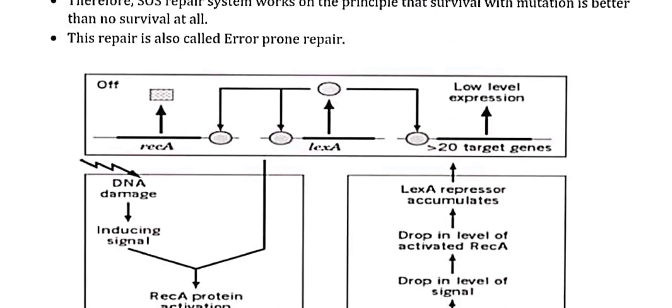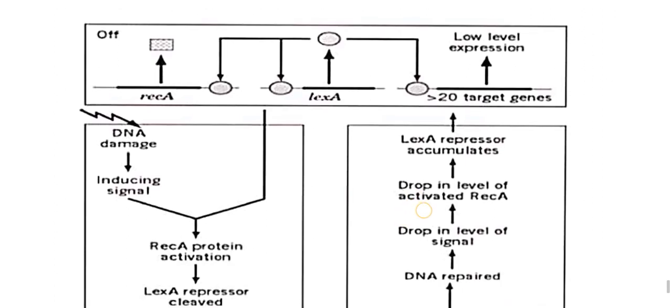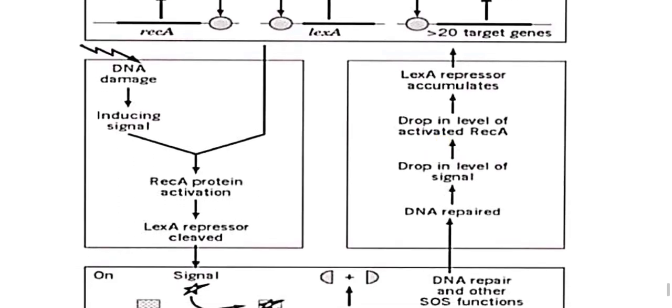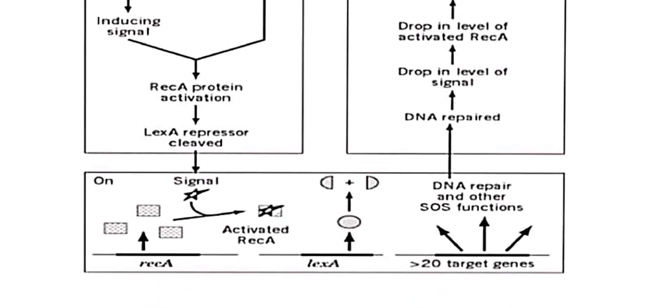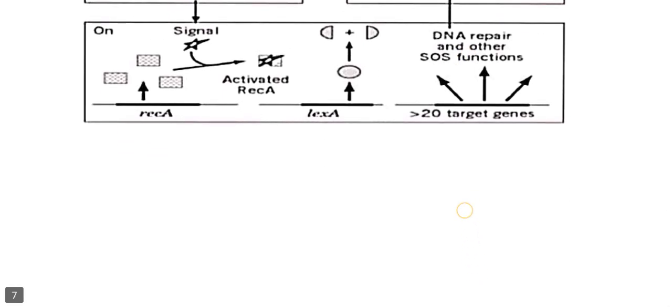So, in summary: LexA low-level expression of target genes; DNA damage inducing signal; RecA protein activation; LexA repressor cleaved; then signal activated RecA, DNA repair and other SOS functions, 20 target genes.